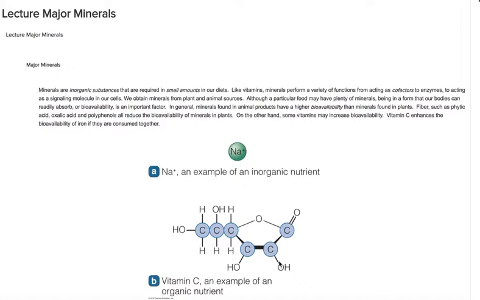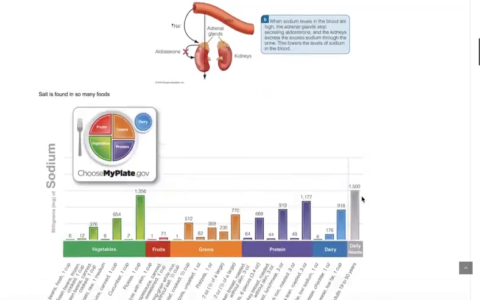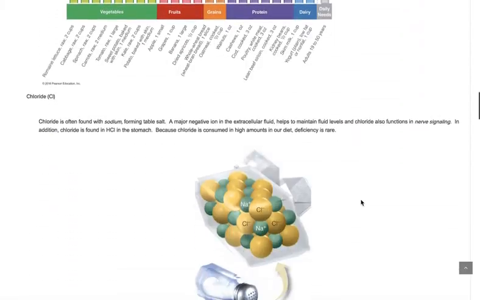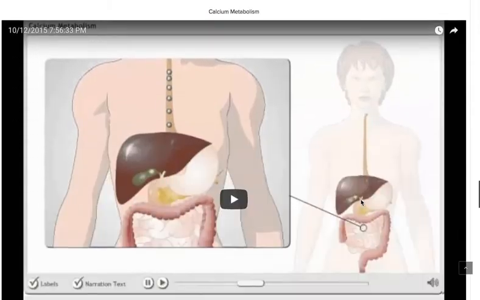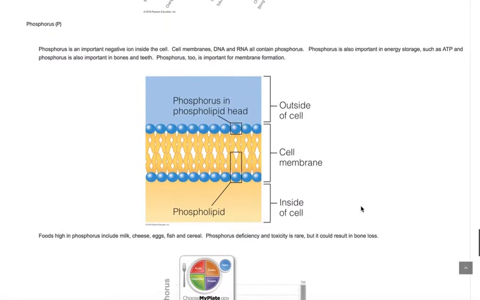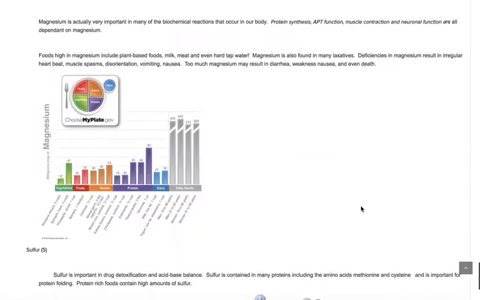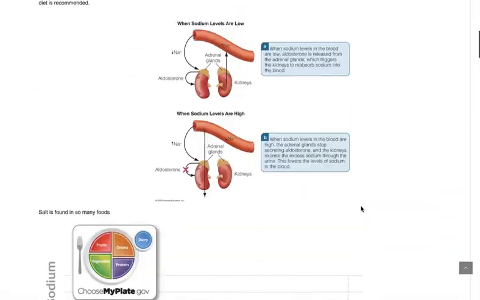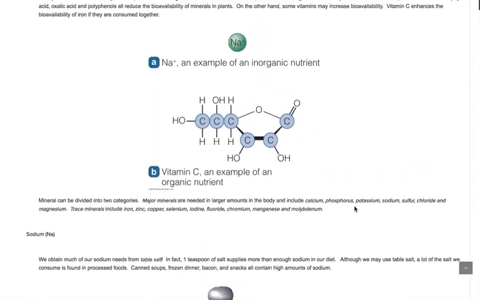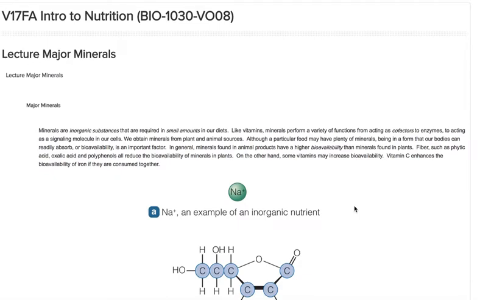And we divided minerals into two different classifications, major minerals and minor minerals. So the major minerals include sodium, potassium, calcium, phosphorus, chloride. See if I got them all. Phosphorus and magnesium and sulfur. And the rest of the minerals are minor minerals. Okay, so if you remember, the minerals are elements in our body.